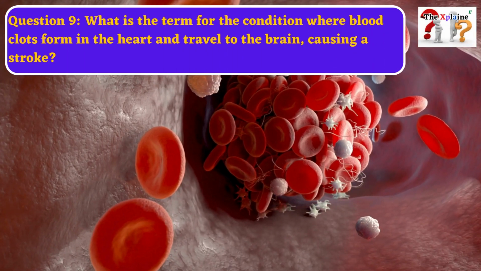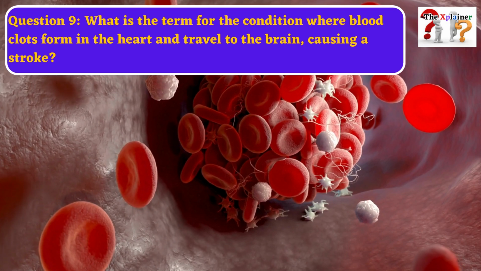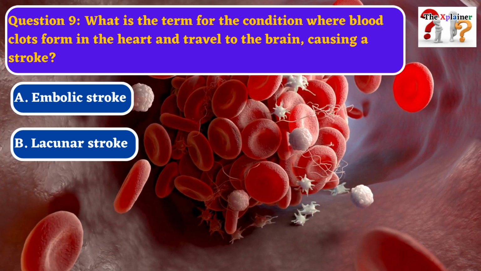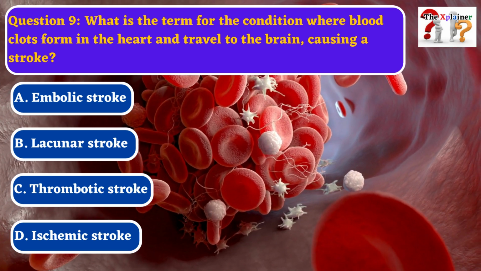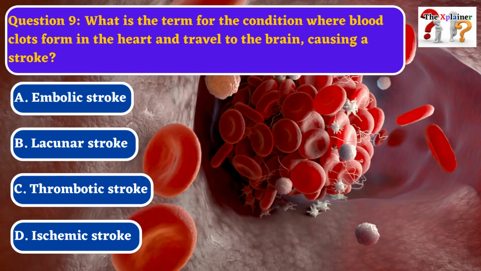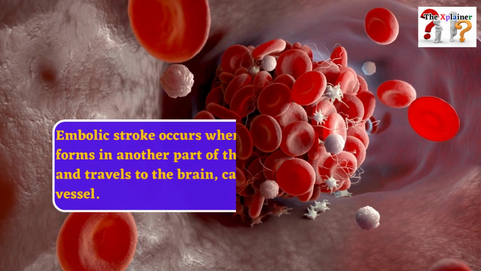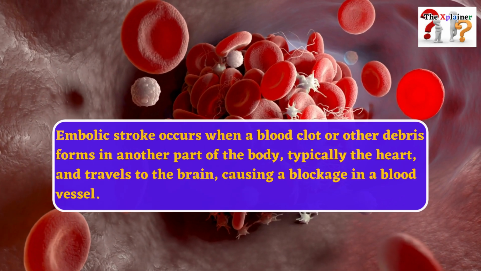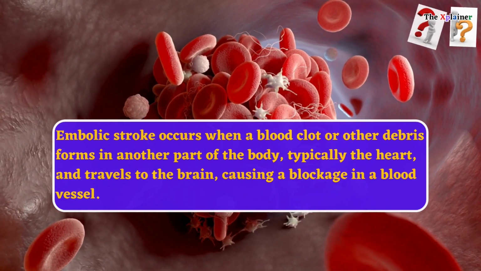Question 9. What is the term for the condition where blood clots form in the heart and travel to the brain, causing a stroke? A. Embolic stroke, B. Lacunar stroke, C. Thrombotic stroke, D. Ischemic stroke? The answer is A. Embolic stroke. Embolic stroke occurs when a blood clot or other debris forms in another part of the body, typically the heart, and travels to the brain, causing a blockage in a blood vessel.